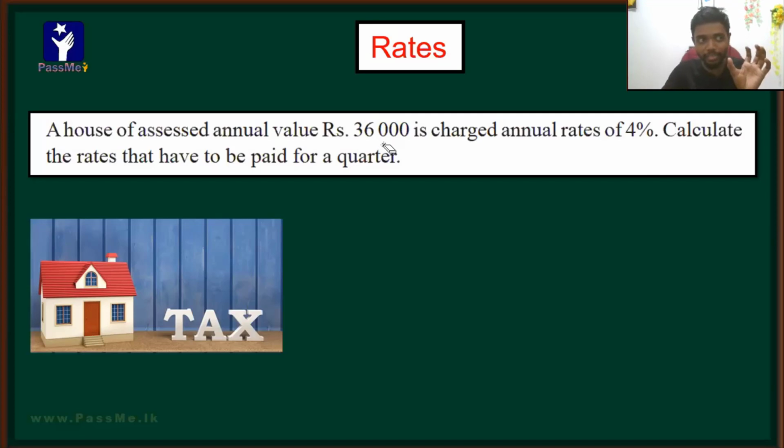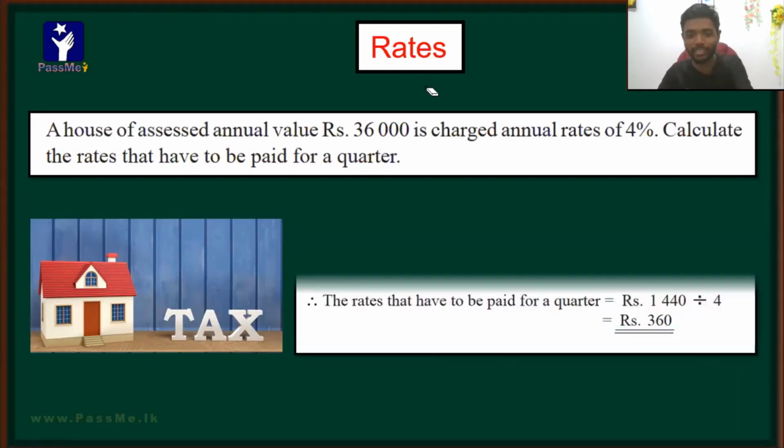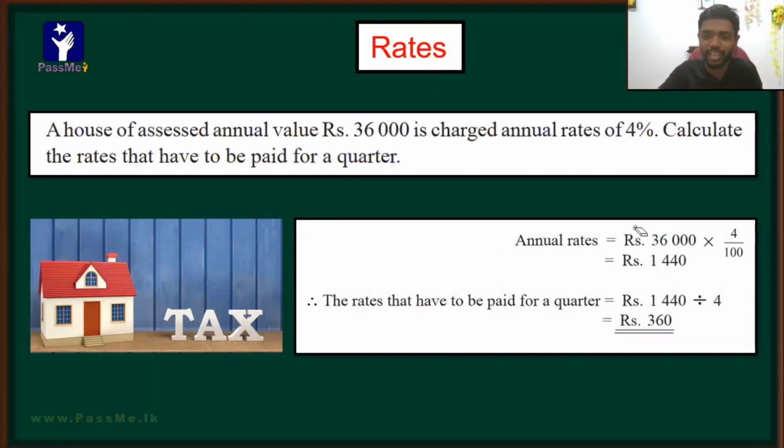Annual value, the annual value of the house, for one year, the government wants 4% of the annual value as rates. So now we are going to find what the rate for that is. So this is the answer. Annual rates: you can just multiply 36,000 by 4%. 4% means 4 divided by 100.